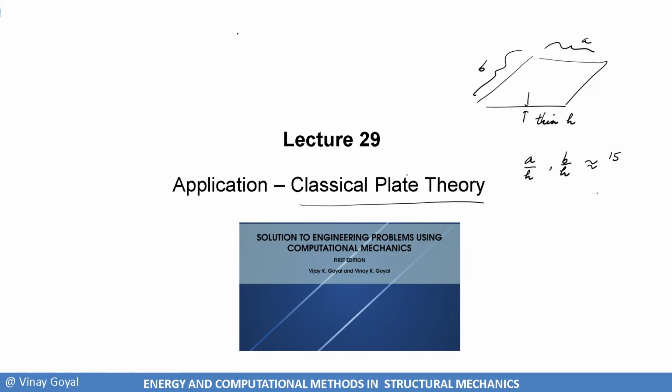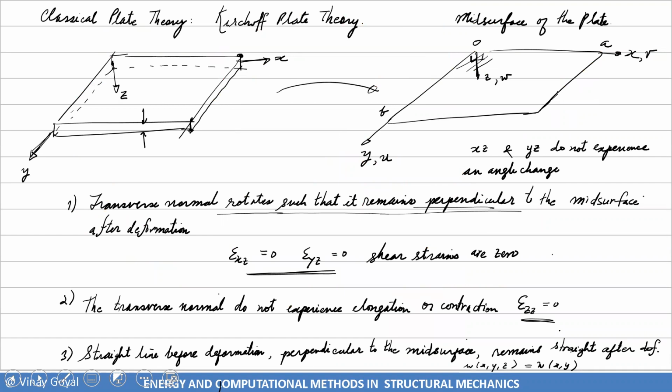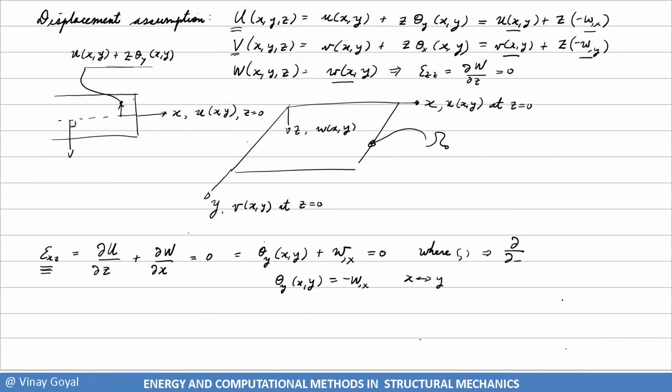What we're doing is instead of taking a 3D structure, we're just tracking a mid-surface instead. And that's a good modeling simplification, because everything, the top surface, bottom surface, will follow that mid-surface. And so then I came up with the assumptions for this theory, which is that the shear strains are zero, because the normal stays perpendicular to the mid-surface. Similar to Euler-Bernoulli beam, the transverse direction was perpendicular to the neutral axis. The transverse normal does not experience elongation or contraction, so that's why this is zero. And a straight line before deformation, perpendicular to the mid-surface, remains straight, and all that means is I'm keeping this assumption to be linear.